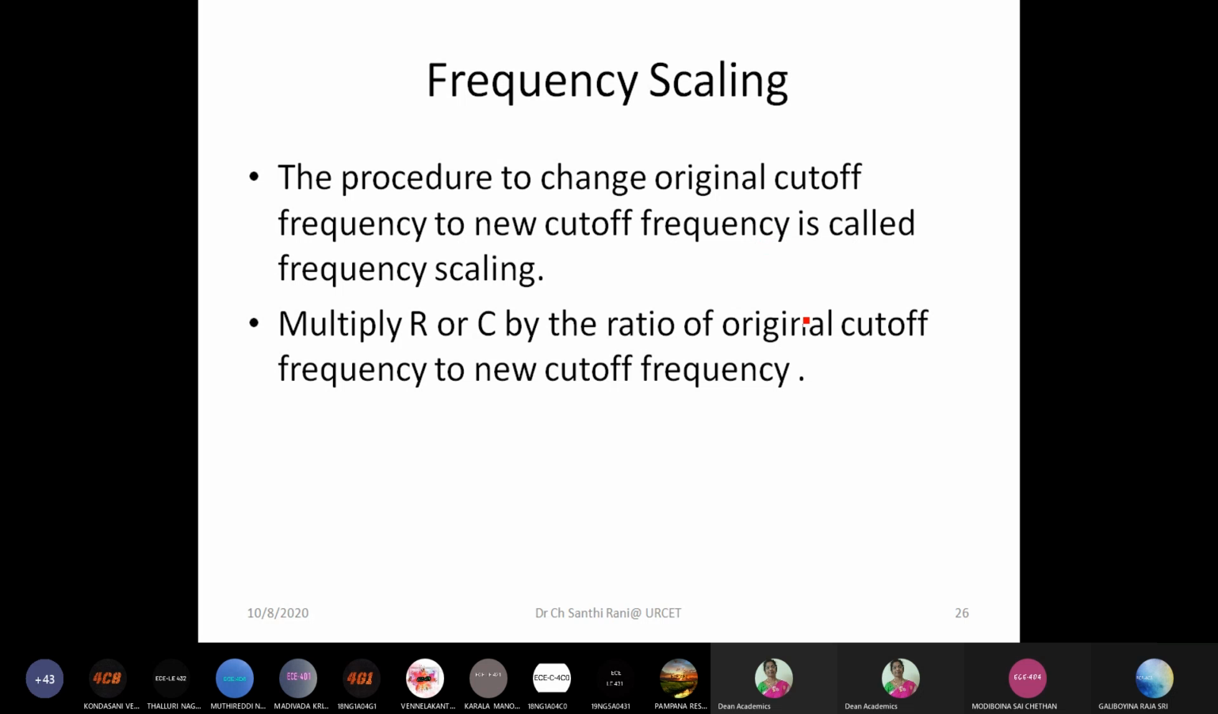The procedure to change the original cutoff frequency to a new cutoff frequency is called frequency scaling. So how do we do that? We take the ratio of the original cutoff frequency and the new cutoff frequency and multiply it with R in general. You can also multiply it with C, but we generally select the value of C and use a variable resistor or potentiometer in place of R. Therefore, in general, we multiply that ratio with R and replace the R value accordingly, right?